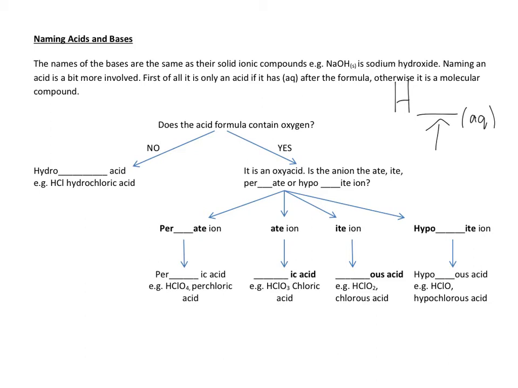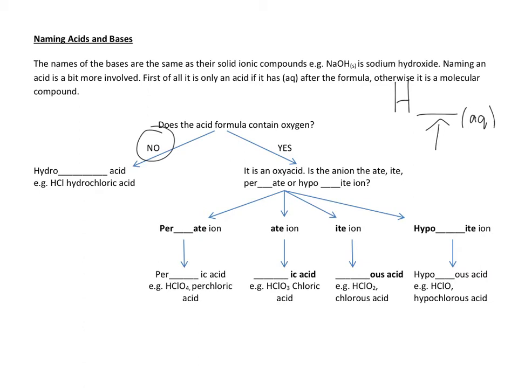If there isn't, then it's just hydro, the element, ic acid. So if it's chlorine, it's hydrochloric acid. If it's HF, hydrofluoric acid. If it has oxygen, that means it's an oxyacid, and it comes from a polyatomic ion.